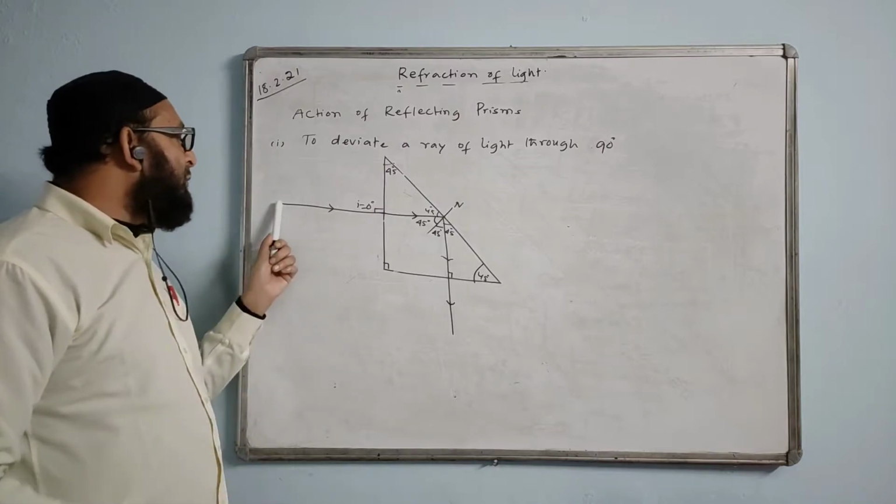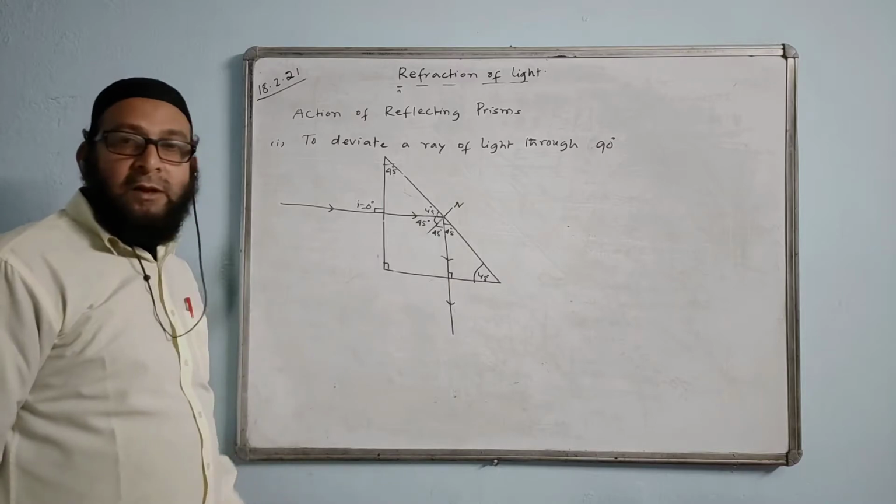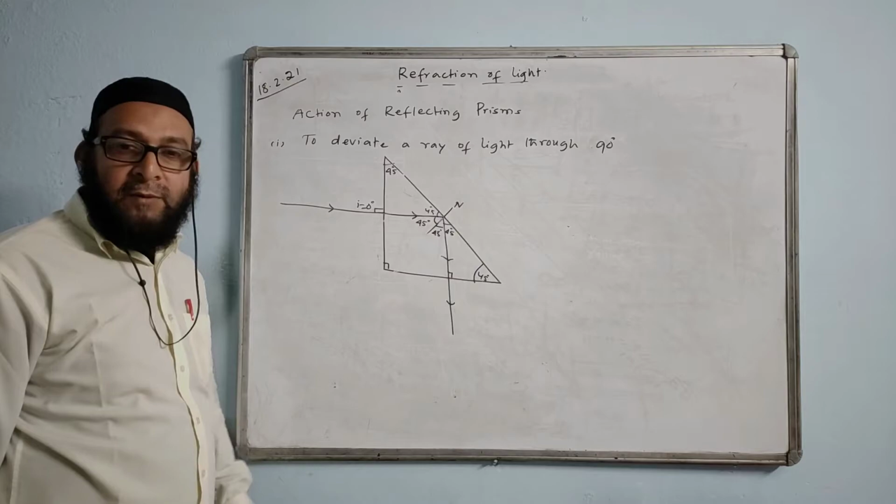What is the angle of deviation for this ray of light? Like this, 90 degrees. 45 plus 45. Total angle is how much? 90 degrees. This ray is turning through an angle of 90 degrees. 45 plus 45, 90 degrees.